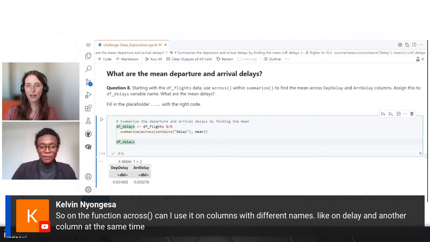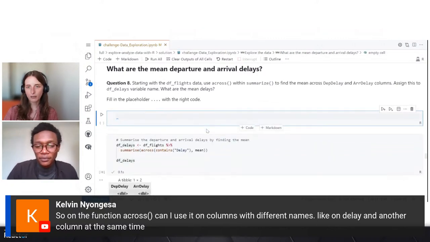Yeah, and just to add on that, also if there are no patterns in common between the columns we want to do the mean across, we can simply list the columns by building a vector with all the columns we want to compute the mean of. So all of this is perfectly doable.